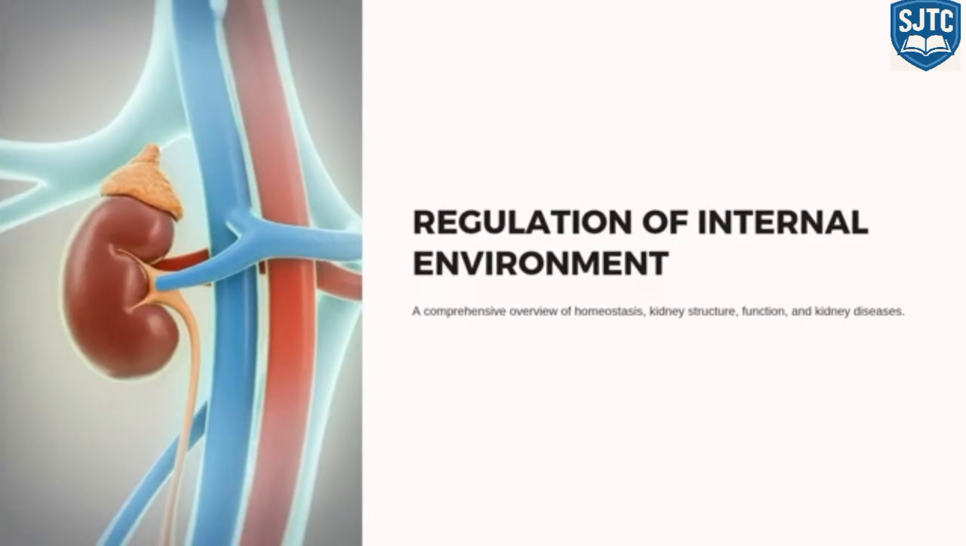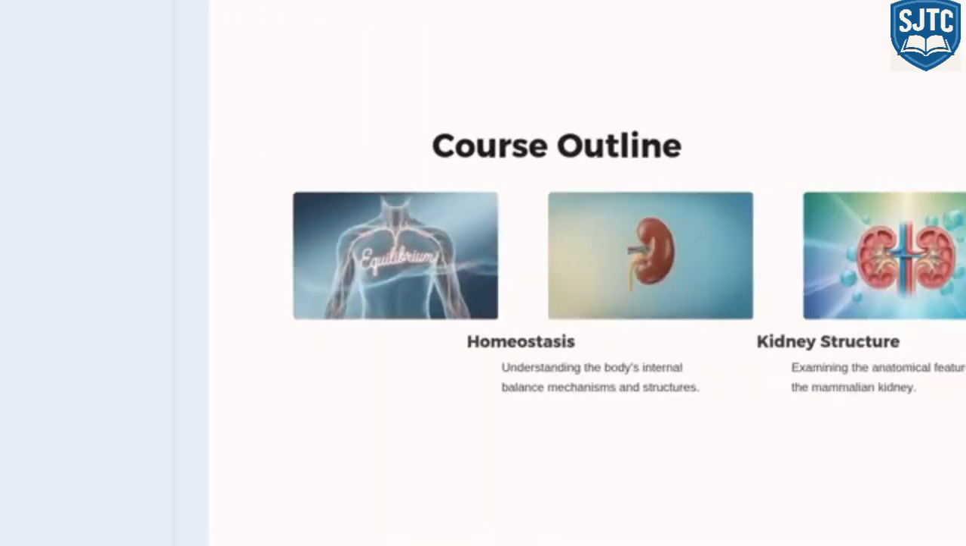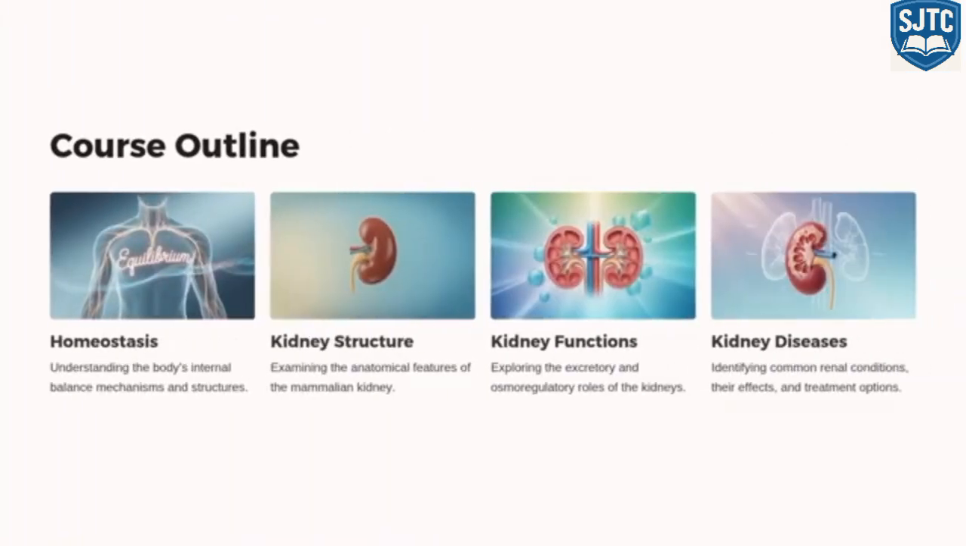Exploration of internal environment. A comprehensive overview of homeostasis, kidney structure, function, and kidney diseases. Course outline. Homeostasis: understanding the body's internal balance mechanisms and structures. Kidney structure: examining the anatomical features of the mammalian kidney. Kidney functions: exploring the excretory and osmoregulatory roles of the kidneys. Kidney diseases: identifying common renal conditions, their effects, and treatment options.